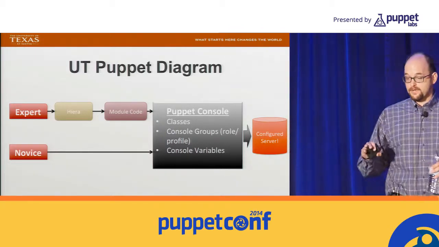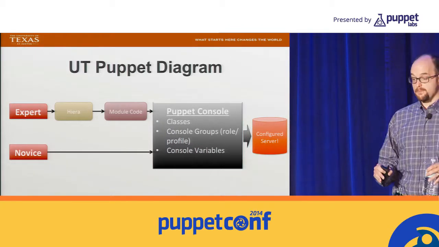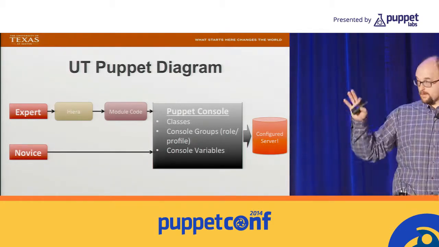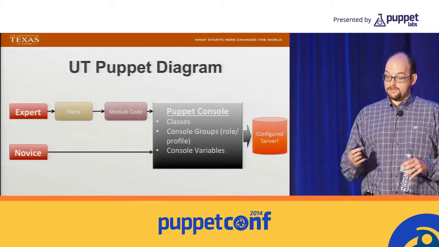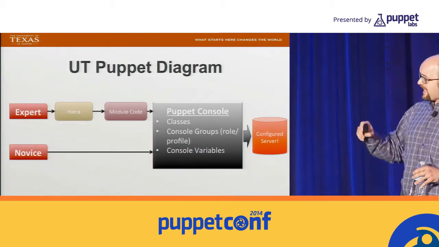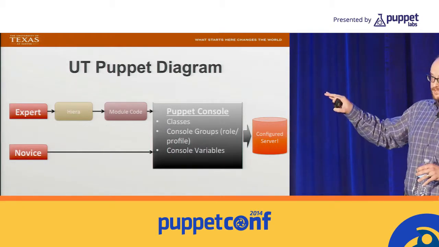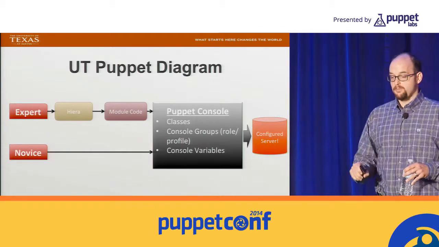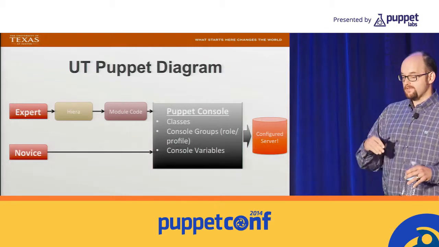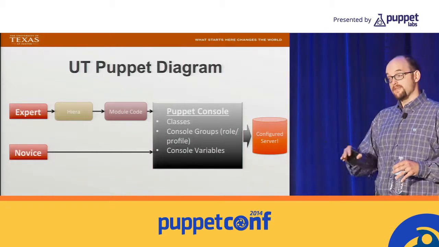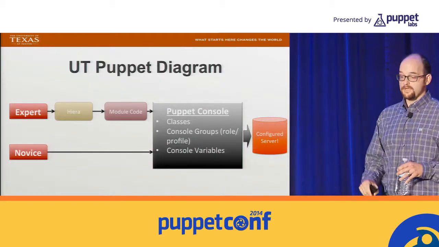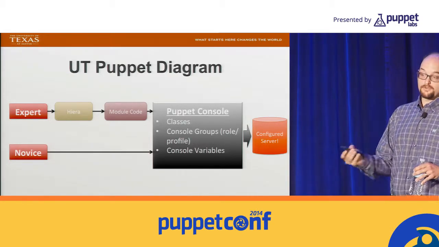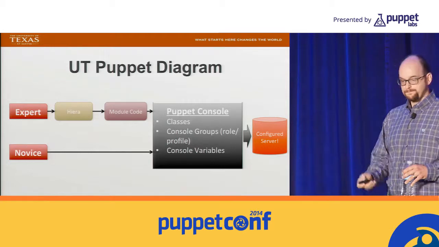That involves, as you can see, classes, console groups, which we're using to replicate the role and profile pattern, which I'll show you, and then setting console variables. From just setting those things, you get a configured server. That's nice. But we also have an expert path on top of that. They still use the console, they can also use Hiera for more complex data structures, and they can also write their own code, which is cool.